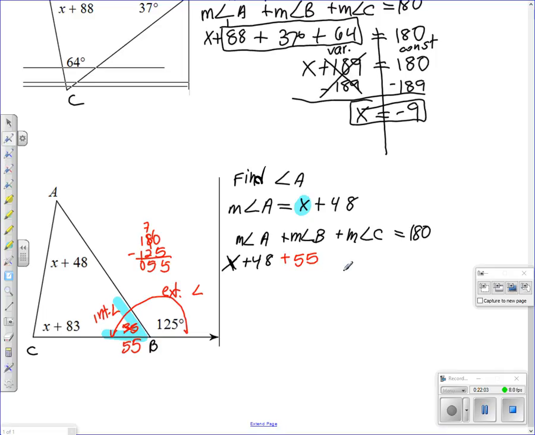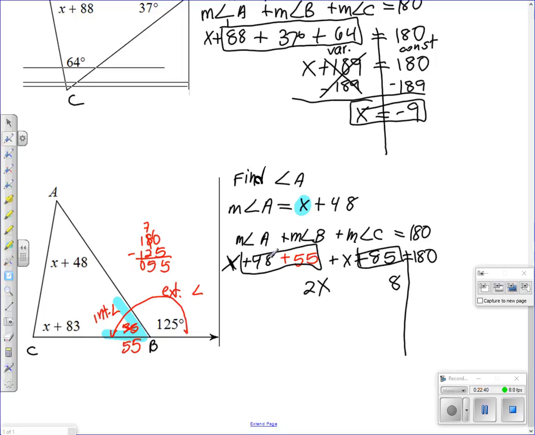Now, the measurement of angle C is x plus 83, and that's equal to 180. Now, step number one, eliminate parentheses, fractions, or decimals. We have none of them. Number two is combine like terms. On the left, I combine the x and the x. 1x plus 1x will give me 2x. And I can combine these numbers plus these numbers. So 5 plus 5 will give you 10. 10 plus 8 will give you 18.